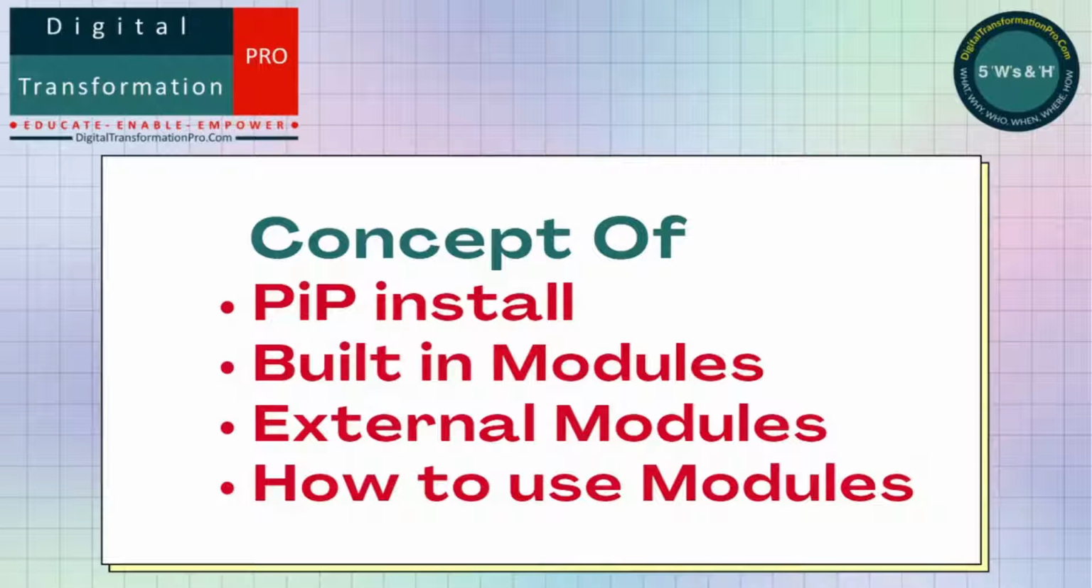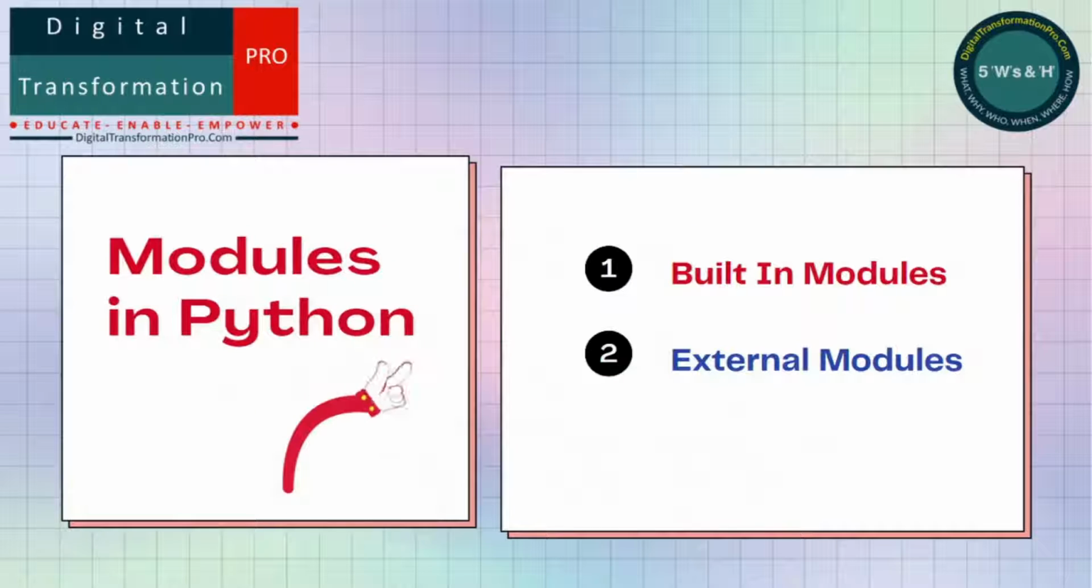Welcome back. Now we will see the concept of pip install modules and also how to use those modules. See, there are two types of modules: built-in modules and external modules. Built-in modules are a large number of predefined functions as a part of the library, and they are bundled with the Python distribution. Built-in modules, for example, are the os module, math module, random module and all. By writing import, you can use these modules.